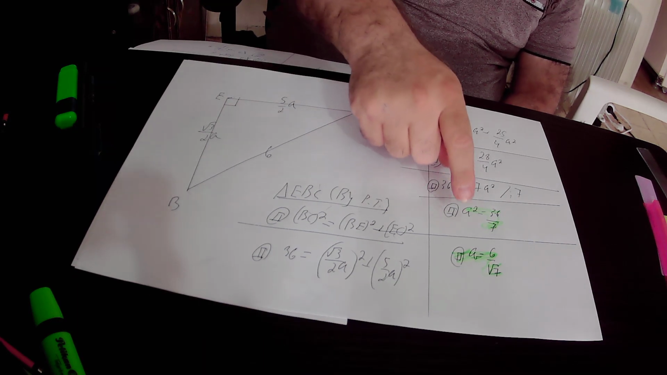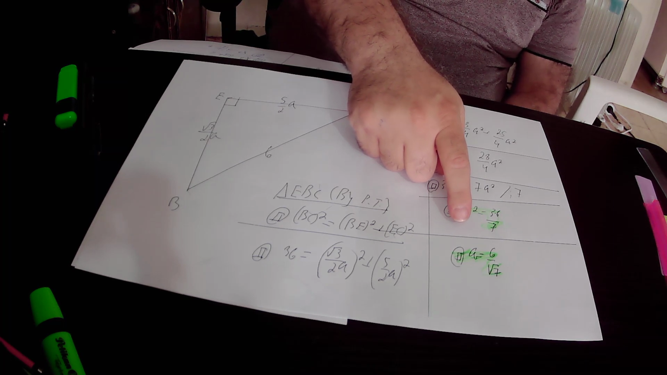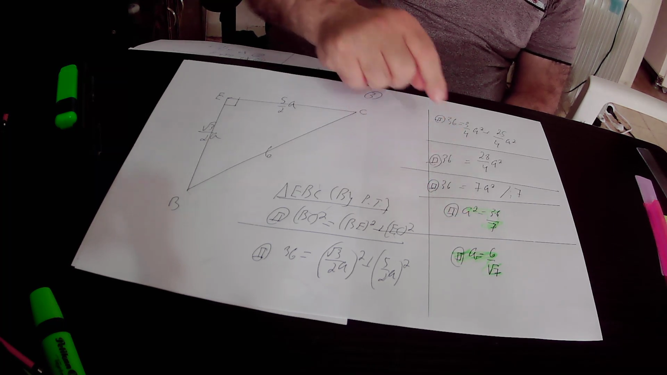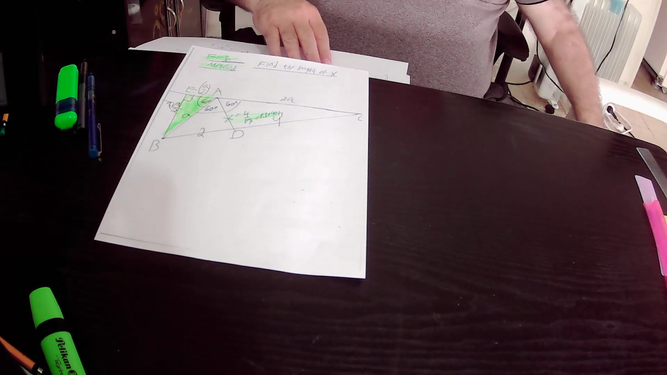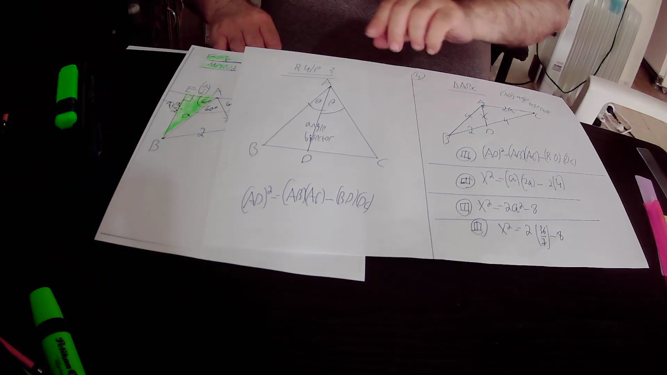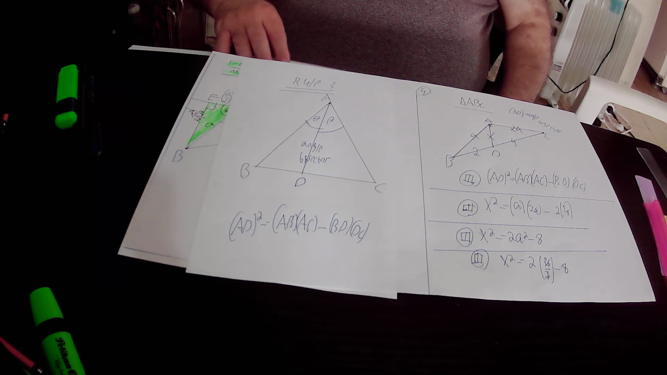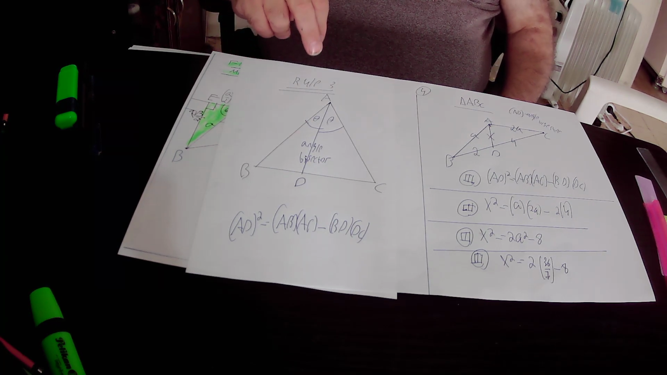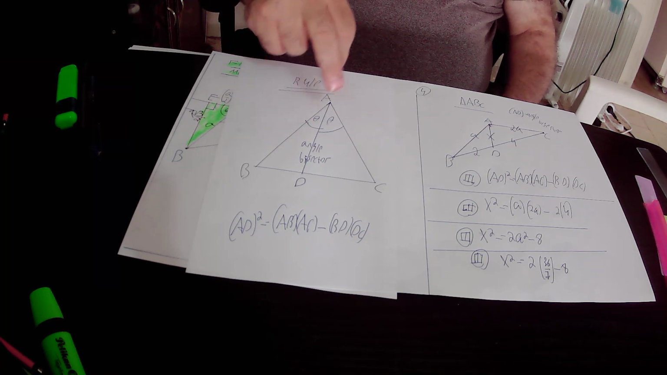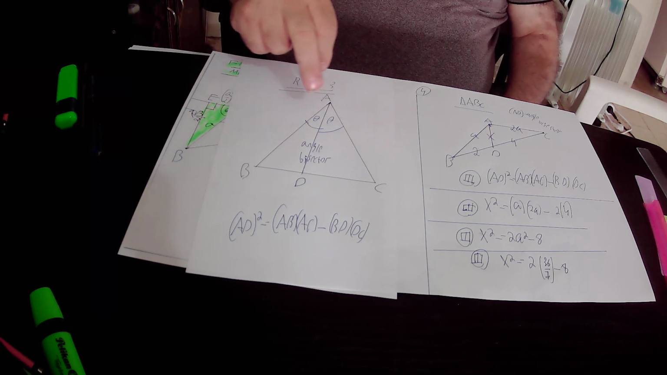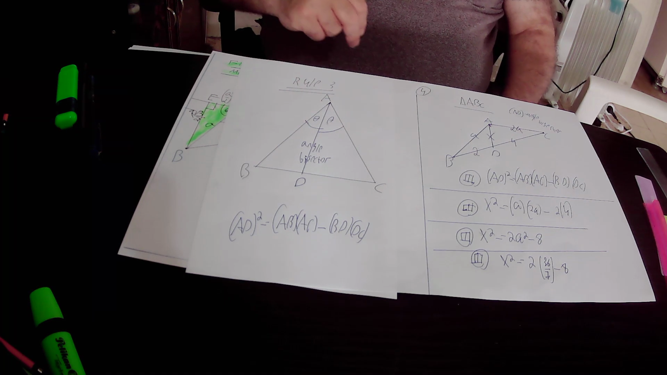We took the square root of this equation, number 2, and we found out that A equals 6 over square root of 7 units. Then I presented to you rule number 3. According to rule number 3, if we have triangle ABC, that could be any triangle, and in triangle ABC we have the angle bisector AD, then AD square equals AB times AC minus BD times DC.